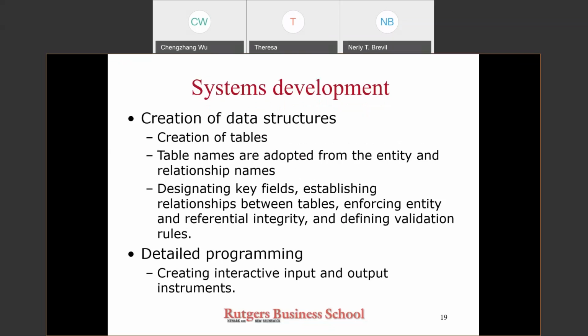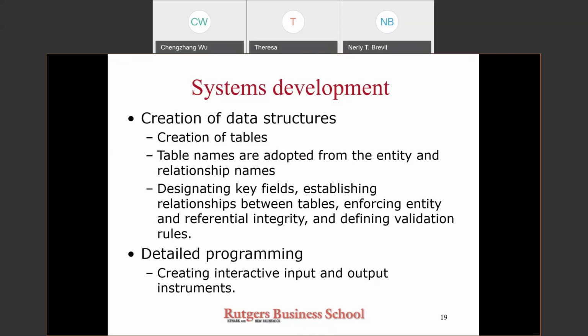The first step in the system development is the creation of data structures. For our focus on relational database systems, this step refers to the creation of tables using the DBMS data definition language or environments. Table names are adopted from the entity and relation names identified on the ER diagram. A well-specified ER diagram can greatly simplify the development process.